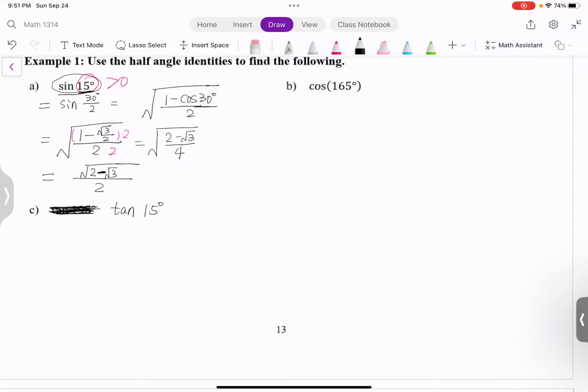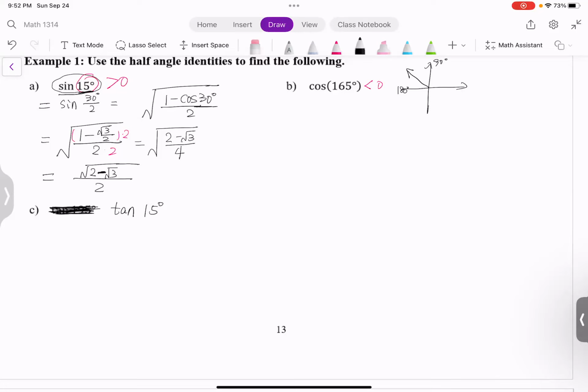Cosine 165 degrees. Where is 165 degrees? In which quadrant? Quadrant 1, 2, 3? Second, because this is 90, this is 180. So it must be in the second quadrant. And in the second quadrant, is cosine positive or negative? Yes, negative, less than 0. It is a negative value.